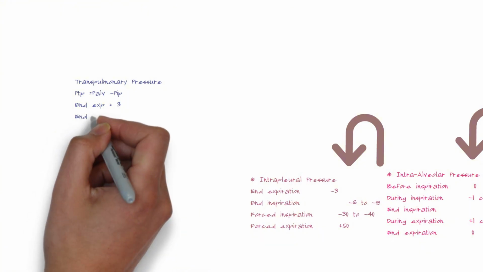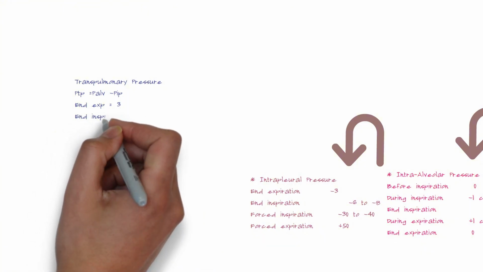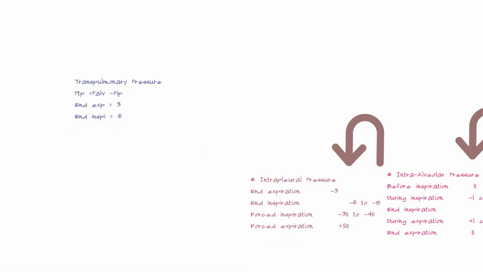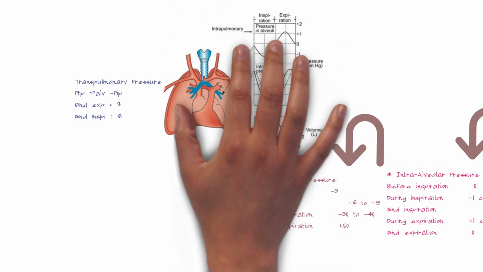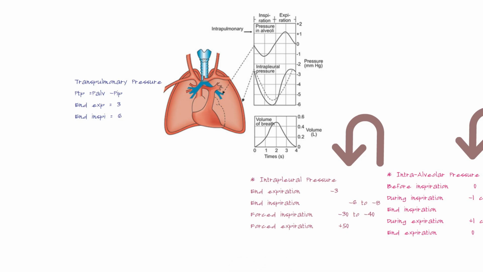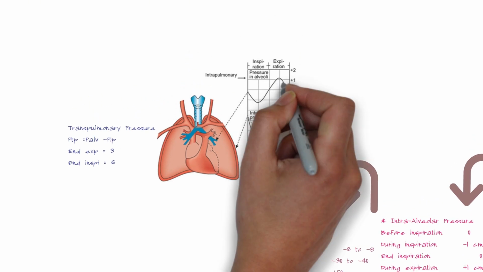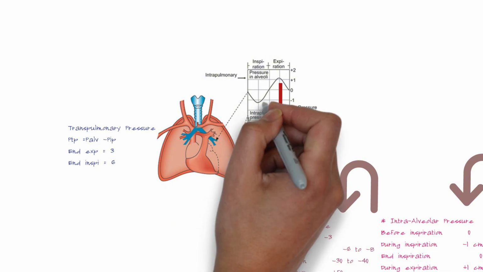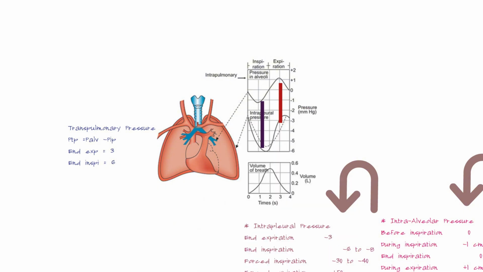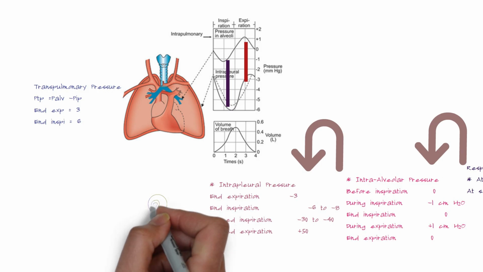So the transpulmonary pressure is around either 3 or 6 with the normal inspire and expire. And remember that when the transpulmonary pressure increases, the alveoli expand. When the transpulmonary pressure decreases, the alveoli recoil. So let's move to the question: why is the pleural pressure negative?